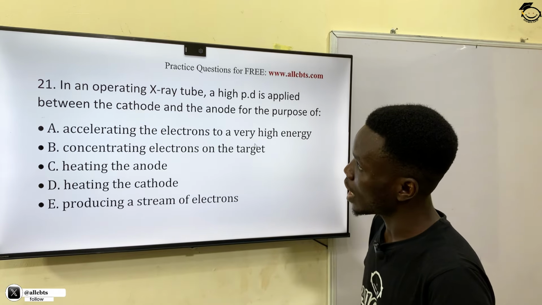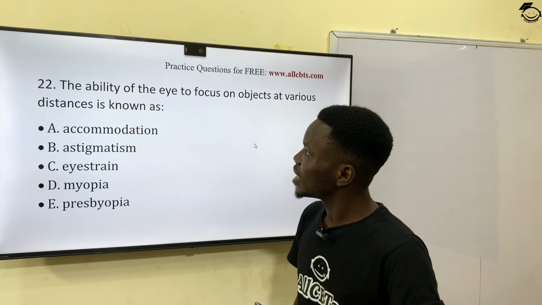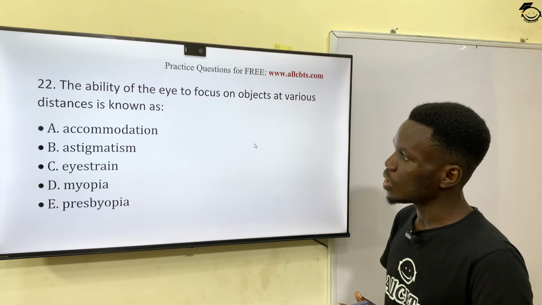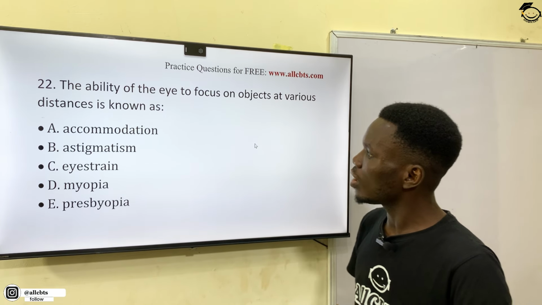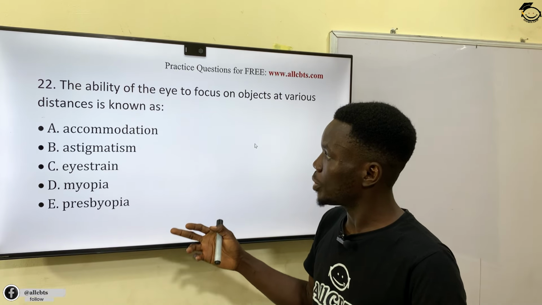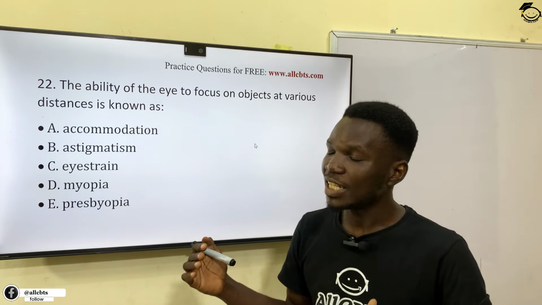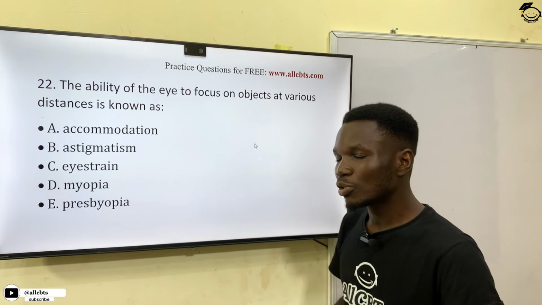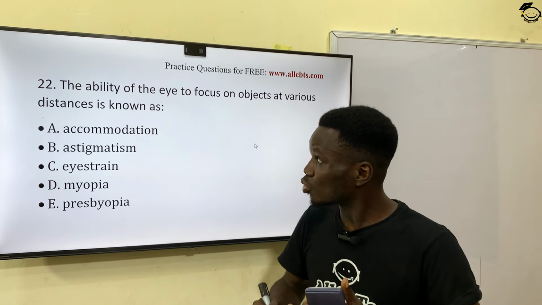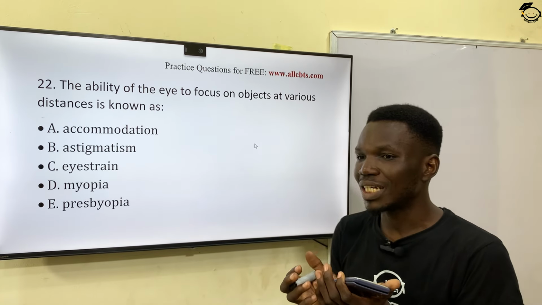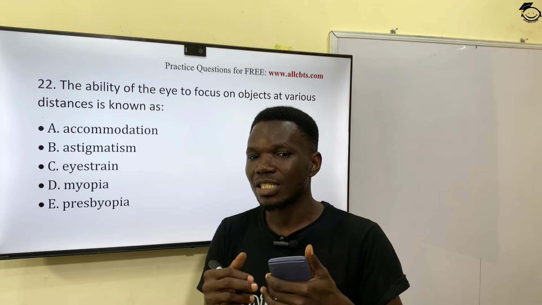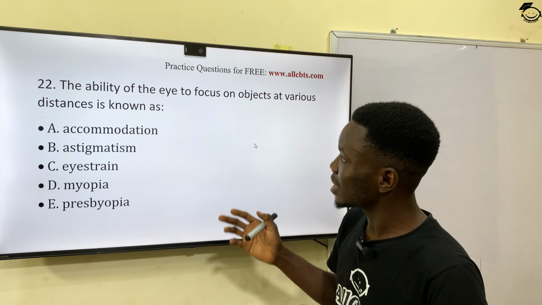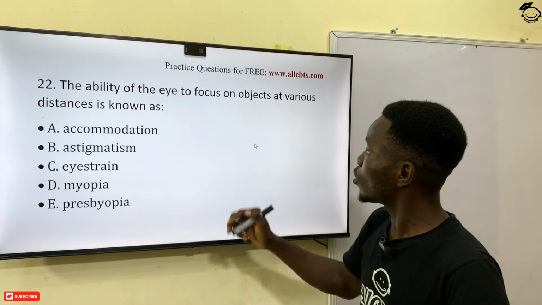So that takes us to question number 22, which says the ability of the eye to focus on objects at various distances is known as dash. Now, all of these, your presbyopia, your myopia, your astigmatism, are eye defects. Your eye strain is just stress on the eye. So the correct answer to this question is accommodation. Accommodation is the ability of the eye to adjust, to focus on objects, or adjust to different lighting or different distances of sight. So the correct answer here is accommodation, the ability of the eye to focus on objects at various distances.